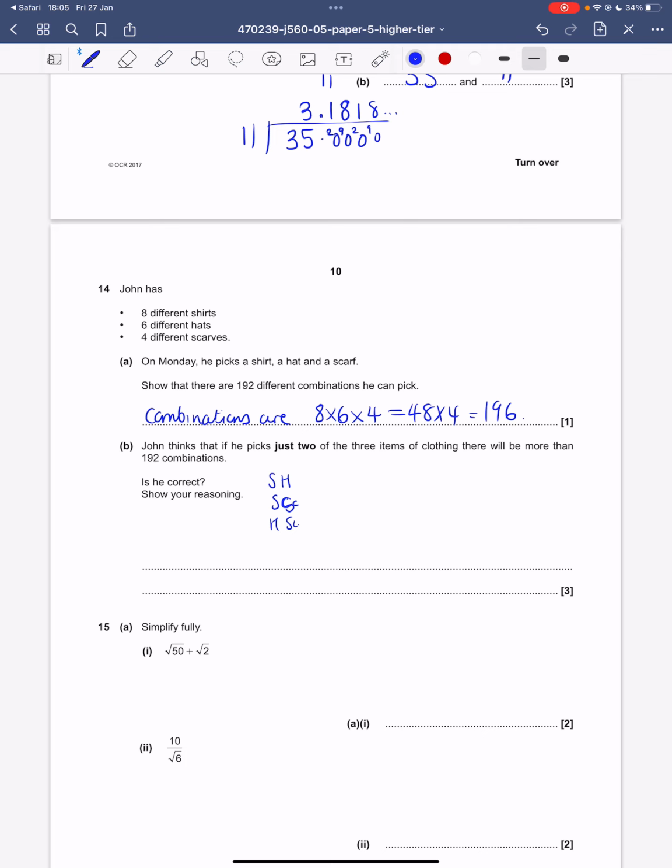Okay, so if he picks a shirt and a hat, it's got 48 combinations there. 6 8s are 48. A shirt and a scarf, 8 4s are 32. And a hat and a scarf, 24. 104 I would say is incorrect. He has 104 pairs.